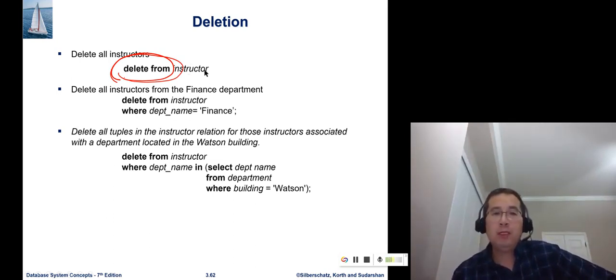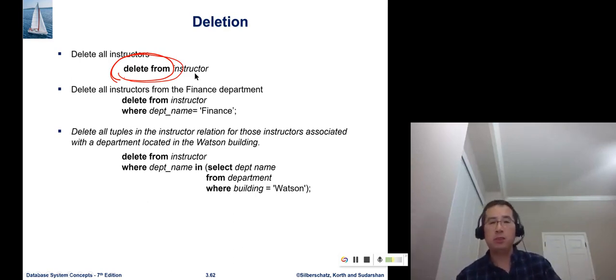We still keep the table, but I want to empty all the contents of the table. Okay? Delete from instructor. And next one is delete all instructors from the finance department. So here we add a condition. It's not all departments. We only delete the finance department's instructors. Okay, delete from still the table, but add a condition. The department name is equal to finance.